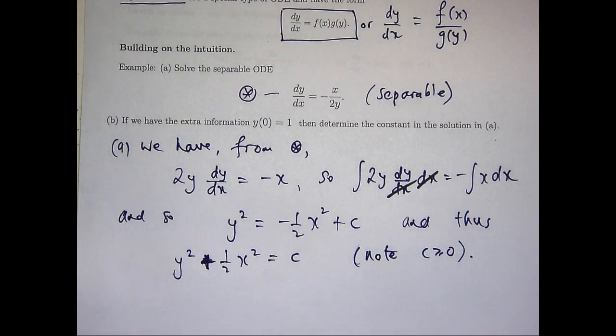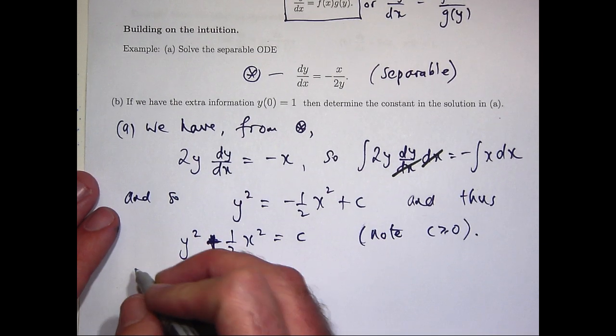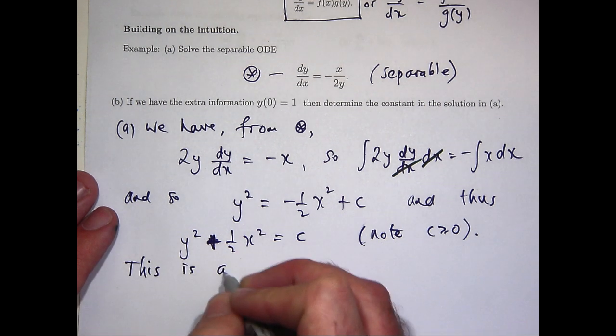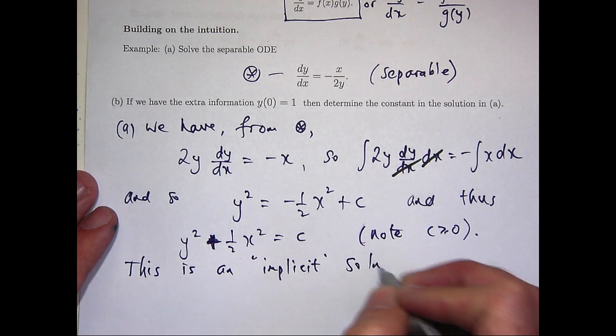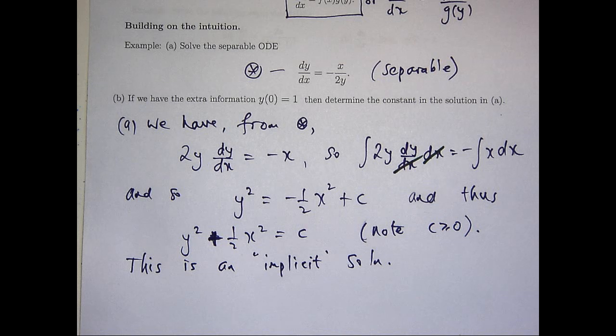Well, actually, that's an implicit way of writing the solution y. I could rearrange it and take square roots and things like this, but this is okay, and this is quite common with these kinds of problems. We'd like to get y as a function of x, but it's not always easy. So think of this as an implicit solution. Now I'll come back to that in a little while.